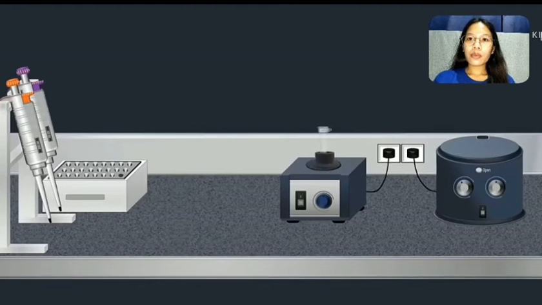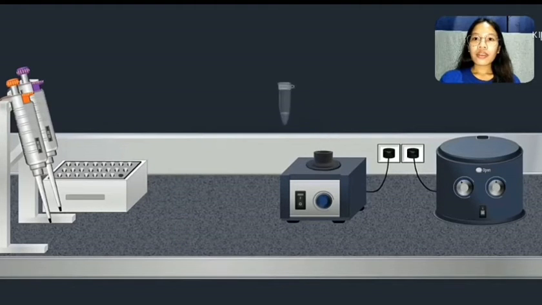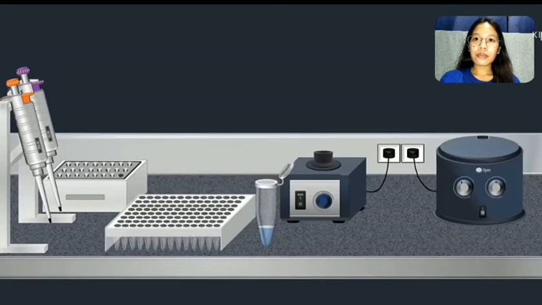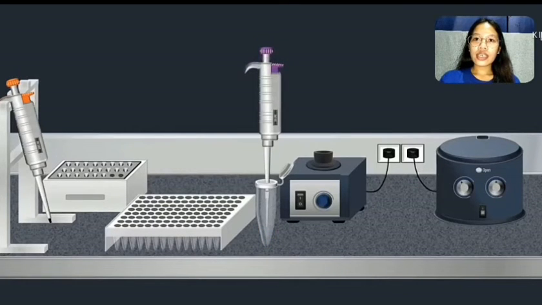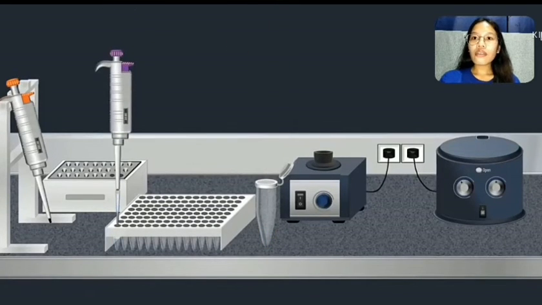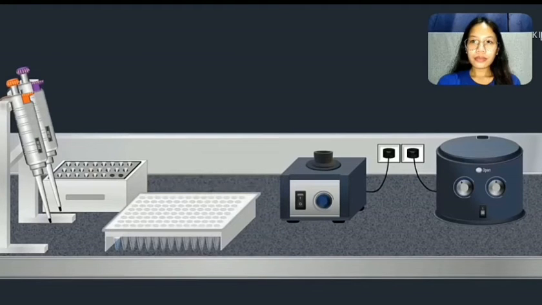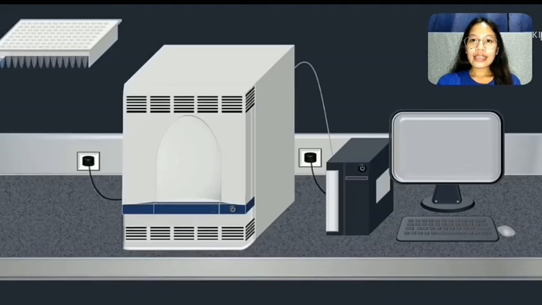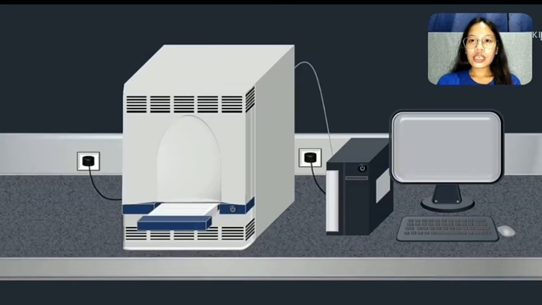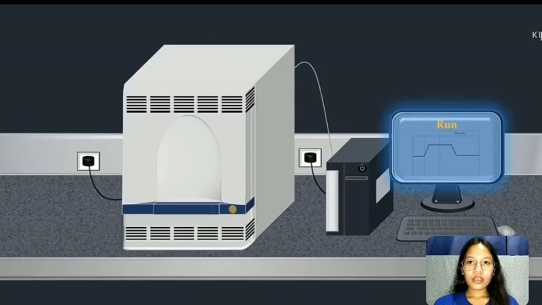The tube is mixed by vortexing. Then the reaction mixture is loaded into the PCR plate, which generally contains 96 wells, allowing the analysis of several samples at the same time. Next, the plate is placed in a PCR machine, which is essentially a thermal cycler.